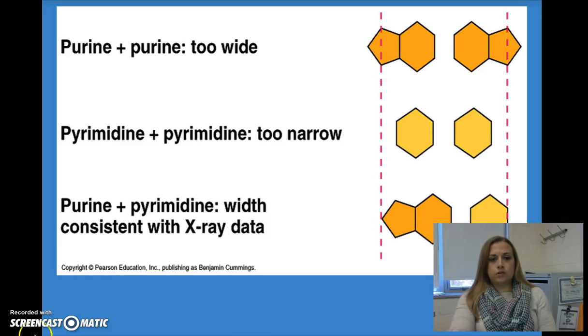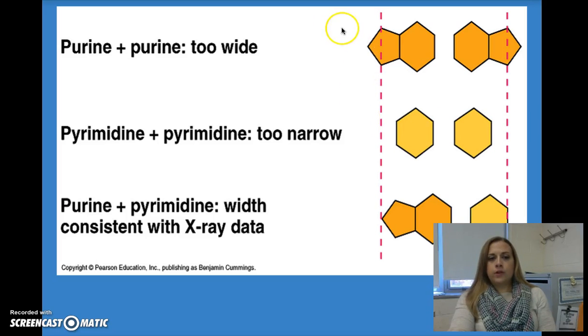All right, so if you look down here, I know the picture is kind of cutting it off a little bit, but you have a purine bound to a pyrimidine, and this is showing you a width that is consistent with the X-ray data. And so you've got 2 rings on this side, a little hydrogen bond to the 1 ring over here. If you were to have a pyrimidine and a pyrimidine, with pyrimidines only having the 1 ring, it ends up being too narrow. So you can see that it doesn't fill out all the space in between the 2 backbones.